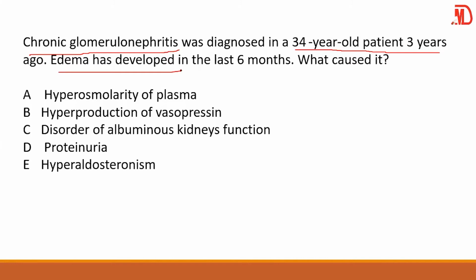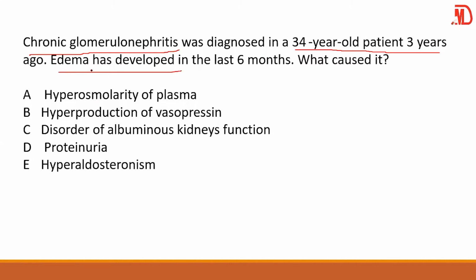Great. So we have chronic glomerulonephritis diagnosed in a 34-year-old patient. Again, when there's chronic glomerulonephritis, it means there's a problem with the kidney. So the kidney can become damaged, and more substances can easily leak out. So many things can easily leak out. And they said, look, edema has developed.